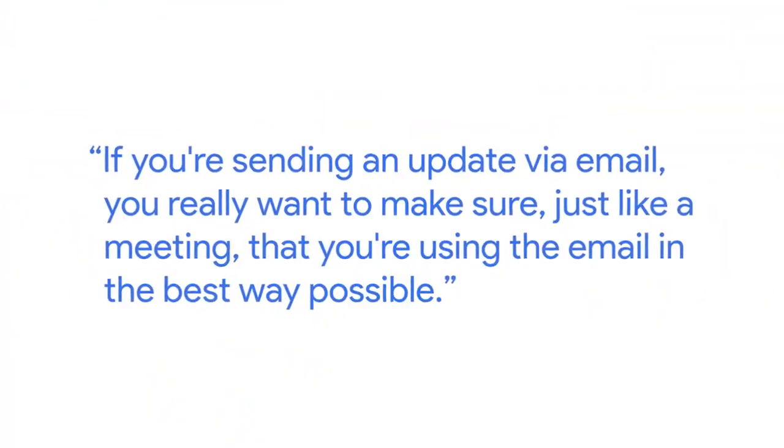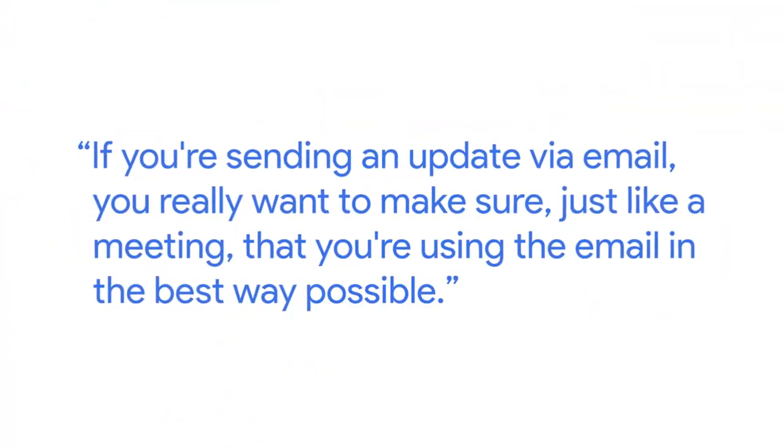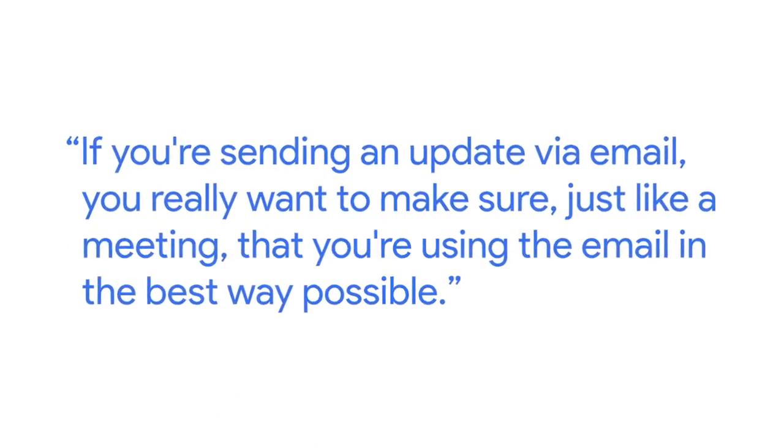If you're sending an update via email, you really want to make sure, just like a meeting, that you're using the email in the best way possible. Something I like to do, and that we do often at Google, is called TLDR at the top, which means too long, didn't read. It's kind of a funny way of saying there may be a lot of information, but here's the one sentence you need to know from the email. So having some sort of summary at the top similar to that, saying, here's an update on project A, or need decision, or action requested, or deadline by, that type of communication right up front gives the stakeholder the ability to know what's coming in the email.